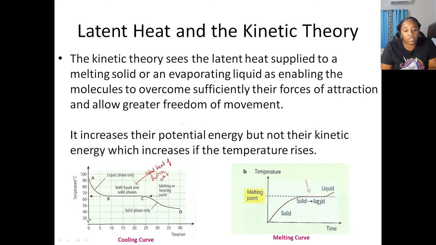So where there is a change in phase or state, you would see no temperature change. There would just be a plateau. Same thing here, you have a liquid and solid existing at the same time, so you will have a plateau. And this plateau would indicate the freezing or the melting point of the solid.